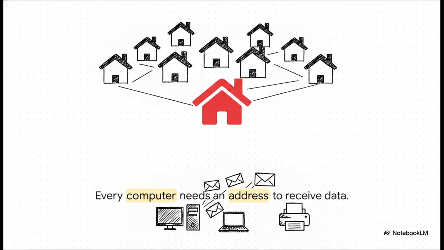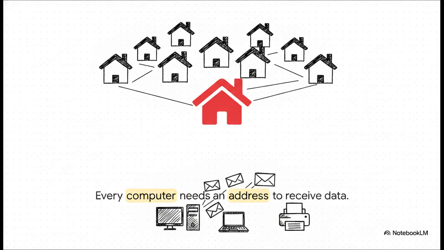The analogy here is wonderfully simple. Think of an IP address exactly like a house address. Imagine every house in a city, house 12, house 25, house 78. If your house didn't have an address, the postman wouldn't have a clue where to deliver your letters. Computers operate on the exact same logic. Every computer, printer, and server needs an address so other computers can find it to deliver data.